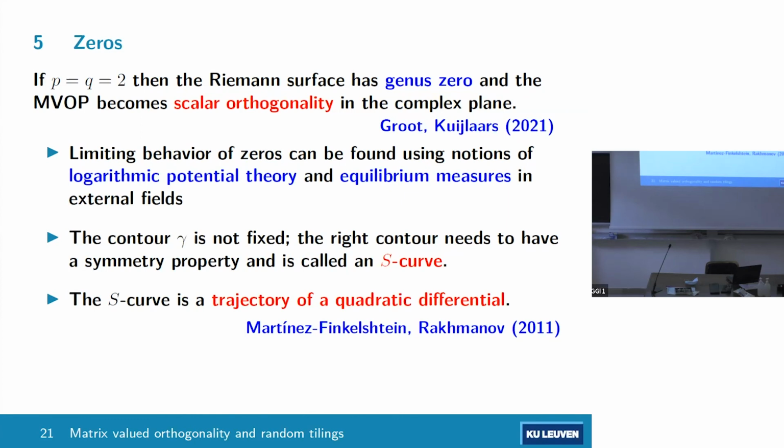We need to find the right contour, and this is already known from works of other people. We need the so-called S-curve with a certain symmetry. I will not go into that. This S-curve is also known to be a trajectory of a quadratic differential. This was worked out some 10 years ago by Martínez-Finkelshtein and Rakhmanov in quite some generality. But the ideas go back to the 80s.